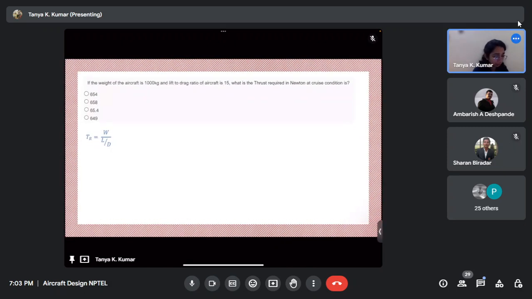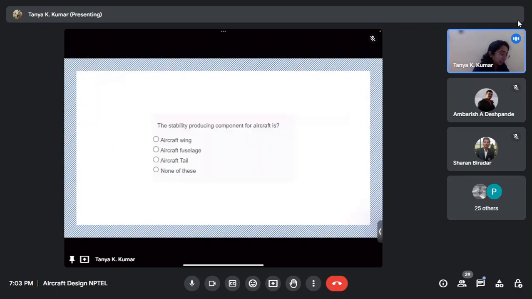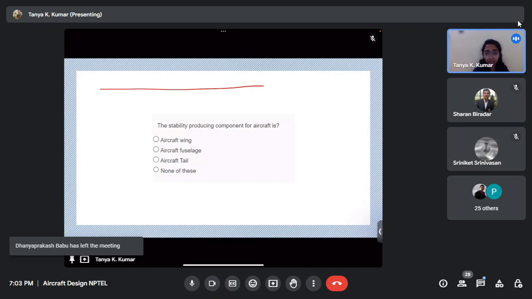I just put up a slide for that. I think this is where it comes up. Stability producing component of an aircraft. We just discussed this. What is the stability producing component? Tail. Okay. So, if this is your fuselage reference line and you have a wing here and you have your horizontal tail here, and this is your CG.